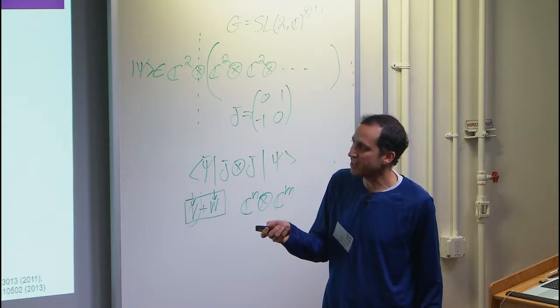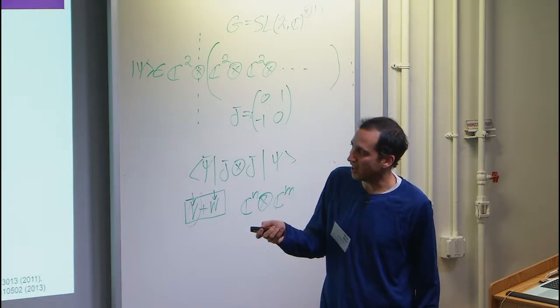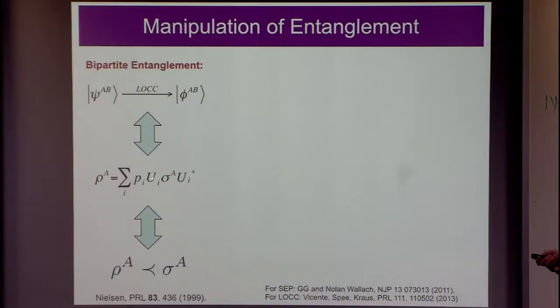if and only if there exist probabilities p_i and some set of unitaries, any unitaries, such that the reduced density matrix, what I talked about, tracing the partial trace, I trace the B here and I trace the B here, so I compare the reduced density matrices. If they are related like that, then I can go from here to here, and it's if and only if. And it's also known that two Hermitian matrices are related like that if and only if the eigenvalues of rho A are majorized by the eigenvalues of sigma A.